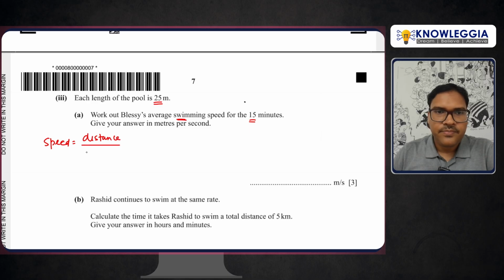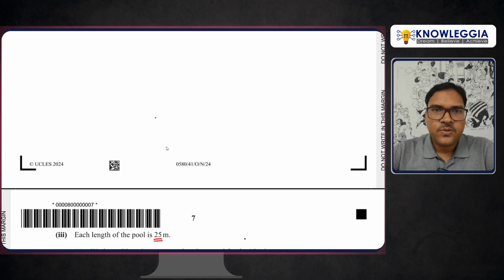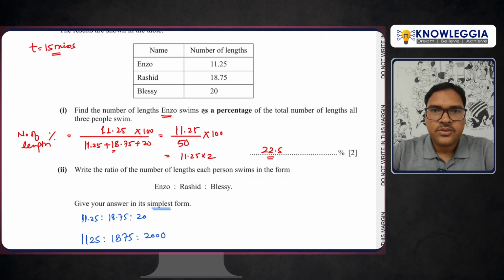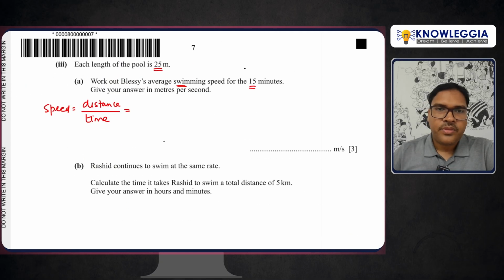Speed is distance upon time. So now, what is the distance covered by Blazy? Each pool is of 25-meter length, and Blazy covered 20 lengths, right? So this is 20, and each length is of 25 meters. So this is in meters, and this is the distance traveled.